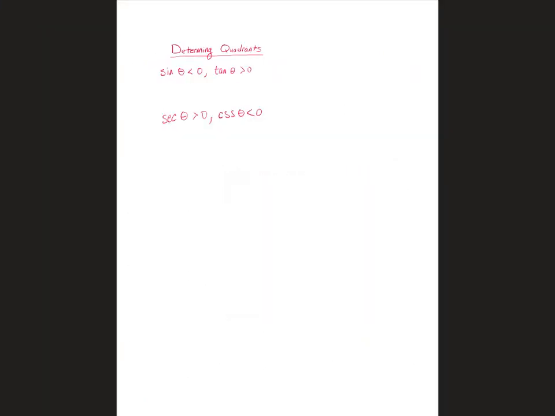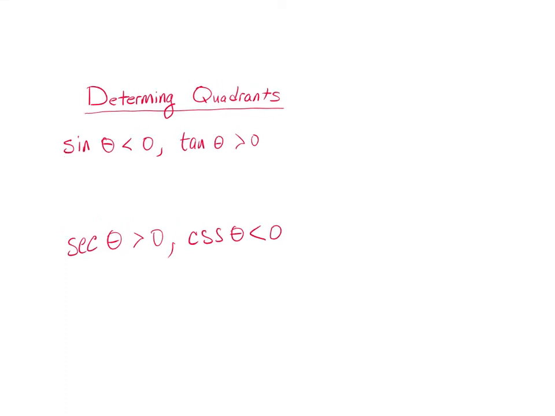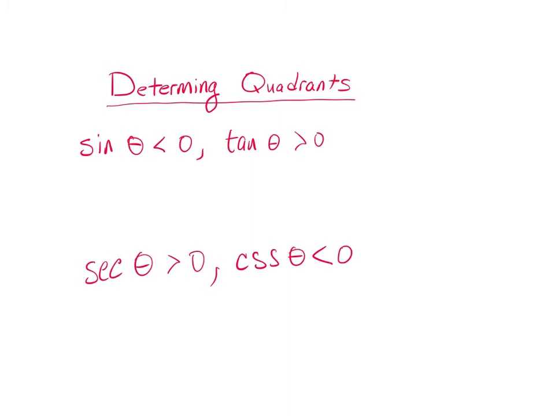Your next part is just determining these quadrants. It tells you that sine theta is less than 0 and tangent theta is greater than 0. So your sine would be negative, and the tangent would be positive.